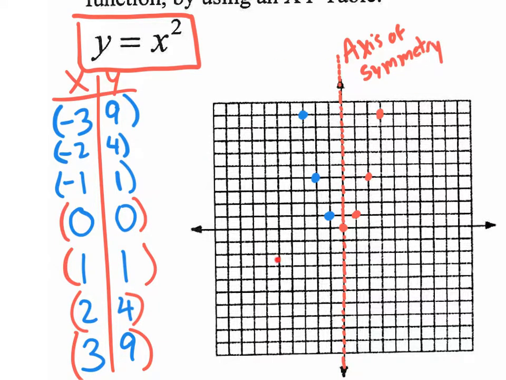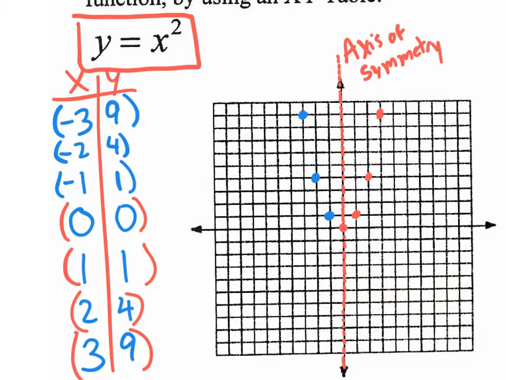If I were to take this paper and fold it, then this dot would land perfectly on top of that dot. This dot would land perfectly on top of that dot if I were to fold the paper right through this axis of symmetry. So it does provide a perfect mirror image, a perfect reflection across this axis of symmetry.